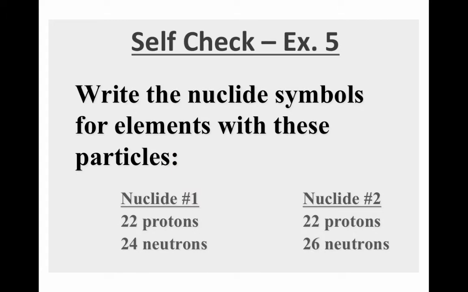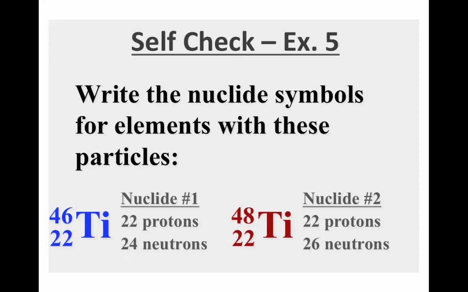Great. So for the first symbol, you looked it up on your periodic table and found out if there's 22 protons, it's got to be titanium. You added some numbers around it and came up with Ti with a 22 on the bottom and a 46 on the top. Great work. So what about the second symbol? Well, you should have gotten the same symbol, Ti with a 22 on the bottom. The difference is the number on the top is a 48.